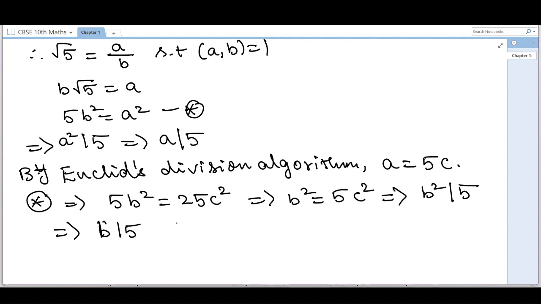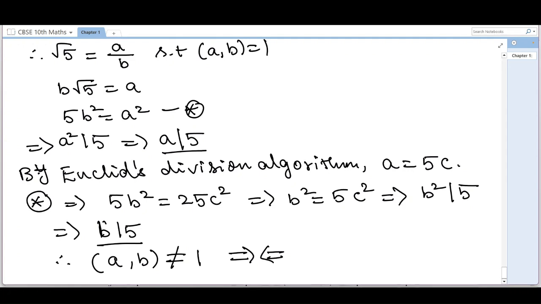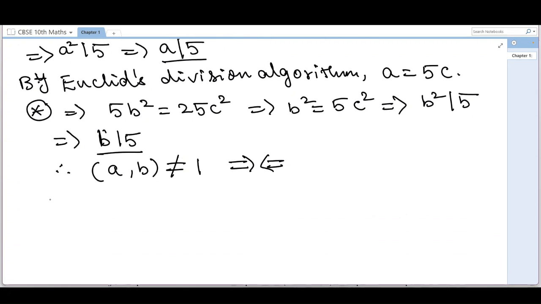So what we had determined is both a and b are divisible by 5. So thus we have obtained the GCD of both a and b are not equal to 1, which is contradictory to the hypothesis that a and b are coprimes. Thus what we have assumed is wrong. Therefore root 5 is irrational.